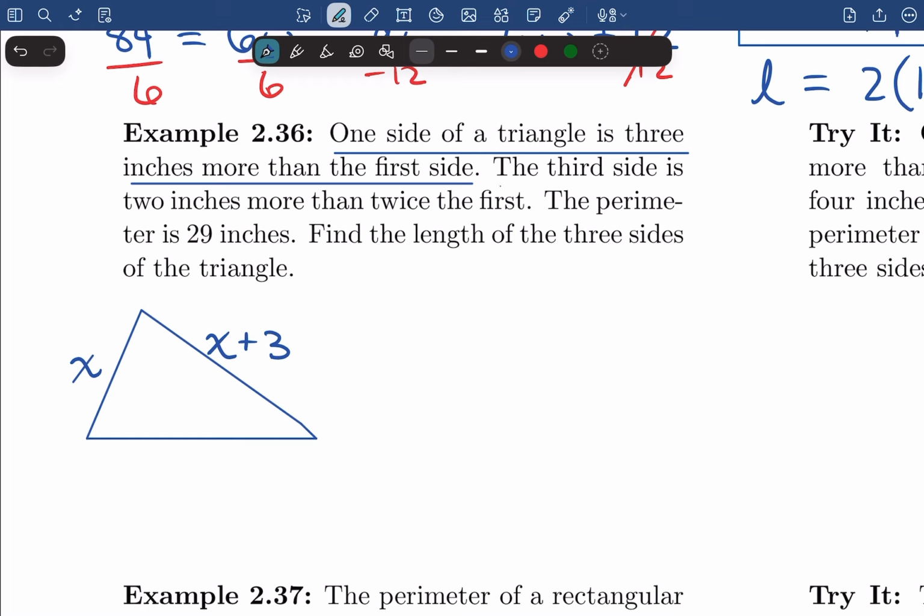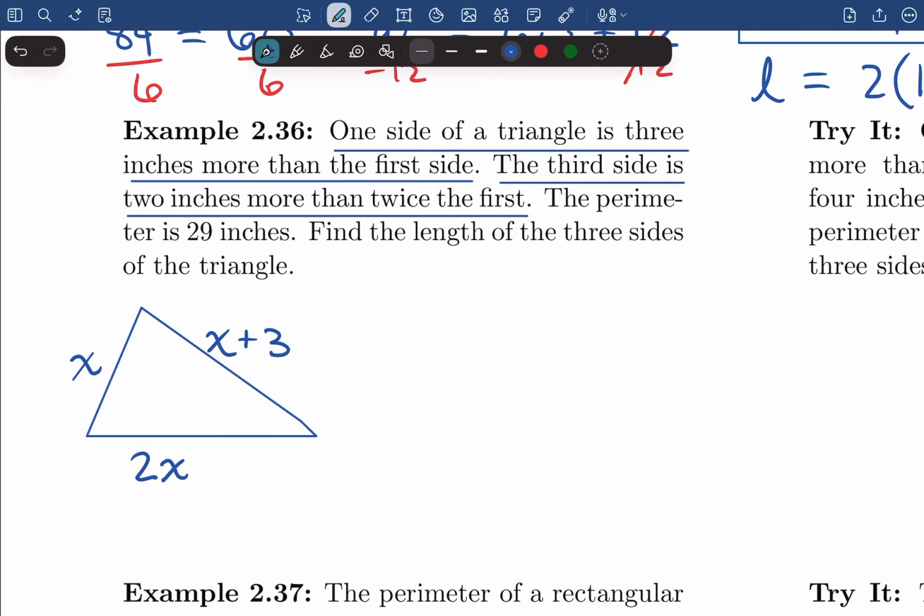Now let's think about that third side. The third side is 2 inches more than twice the first. Okay, so it will be 2 times the first side length plus 2, because it's 2 more than that. Now that we have written all 3 side lengths as expressions with the variable x in them, they tell me that the perimeter is 29 inches. Now recall, the perimeter formula of a triangle is perimeter equals, well, the first side length plus the second side length plus the third side length.